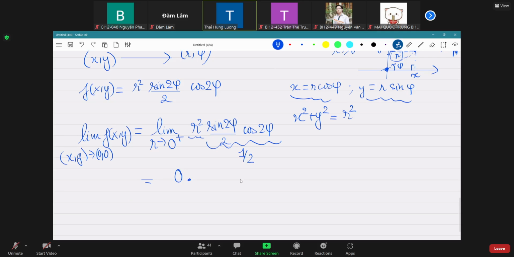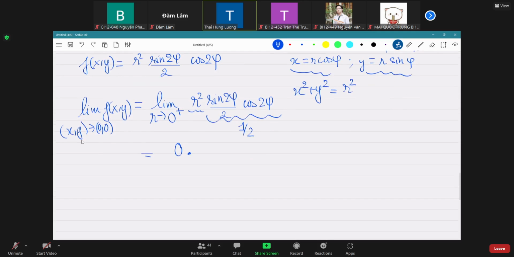So we have found that the limit of the function f when (x, y) tends to (0, 0) equals 0. To finish this problem, we need to do the last step of defining the value of f at (0, 0) equal to 0. That is what we wanted to define.